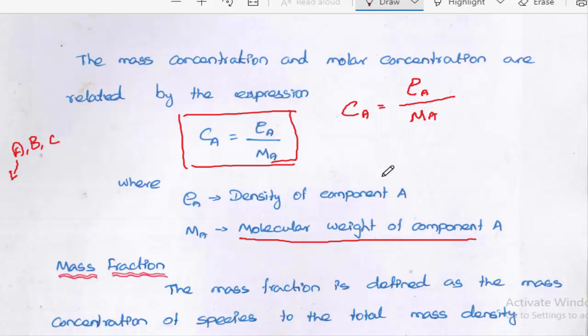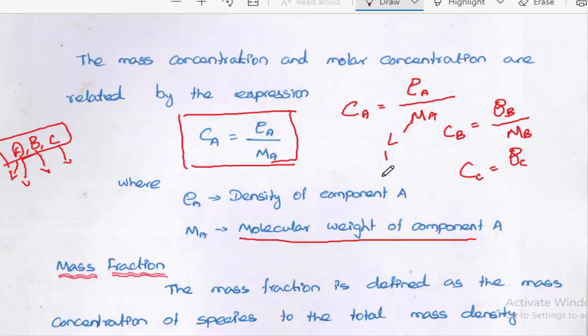If I consider hydrogen as a molecule, then M is equal to 1. Similarly, you can choose the molecular weight from the data book itself for different components. As I told you, the mixture has component A, component B, component C. Similarly, the same equation can be written as Cb equal to rho B divided by Mb. Similarly, Cc equal to rho C divided by Mc. For the mixture, it is C equal to rho divided by M.